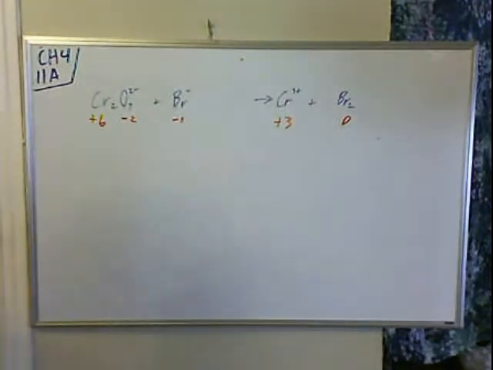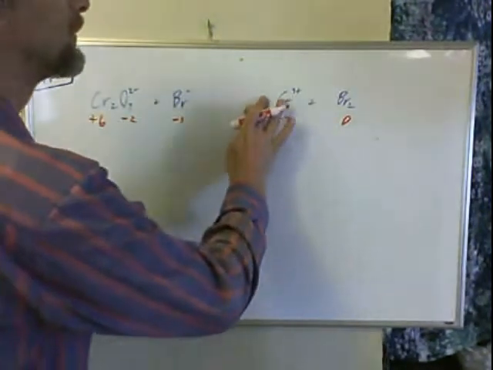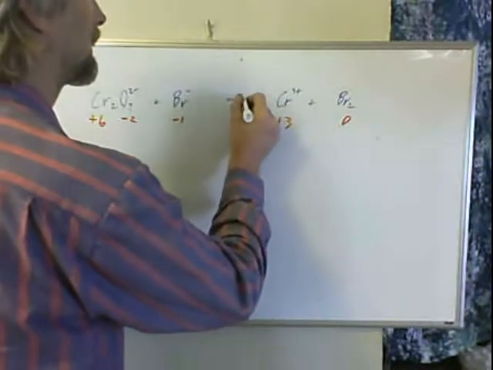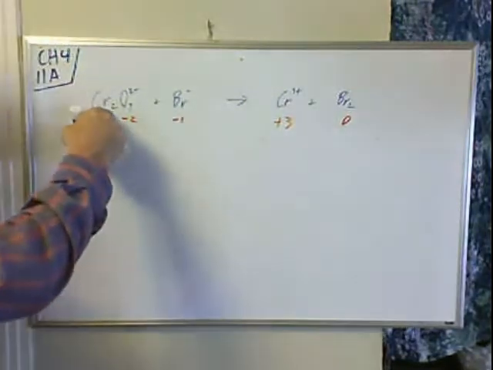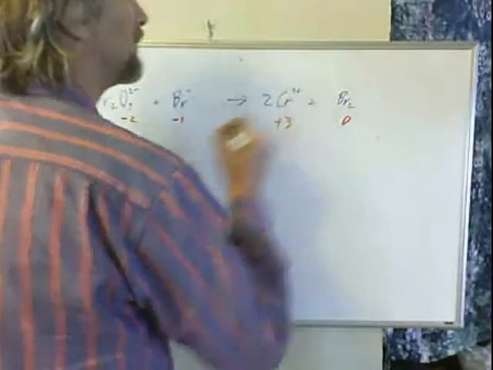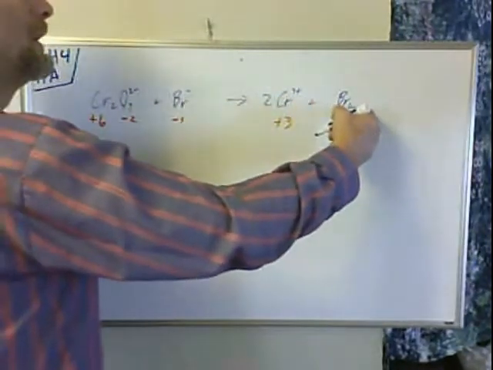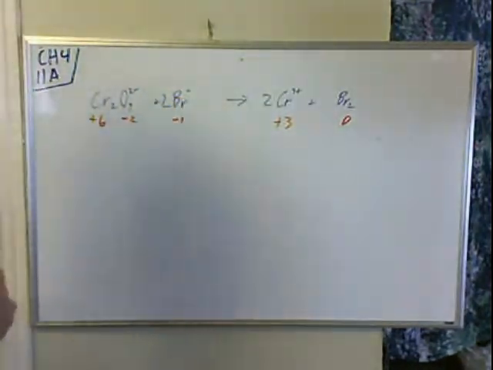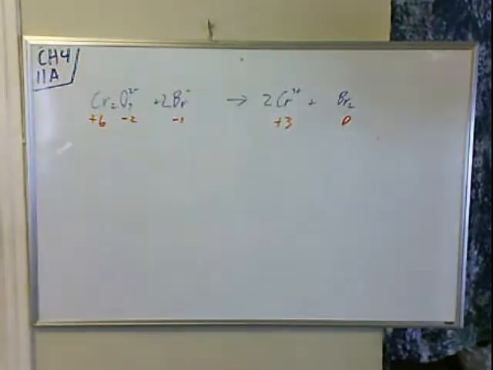What we want to do next is to balance these two elements. So we have 2 chromium here, we have 2 chromium there. We have 2 bromine on the product side, so we want 2 bromide on the reactant side. Now with those elements balanced, we can use the oxidation number method for balancing this reaction.